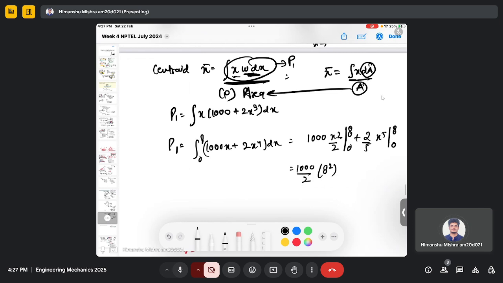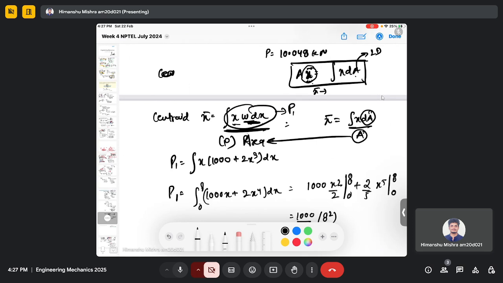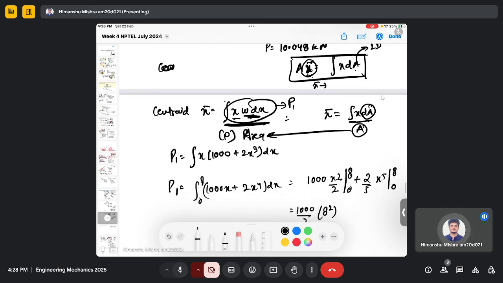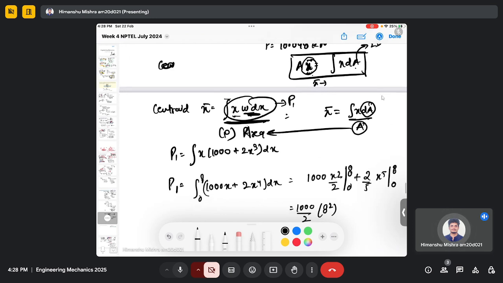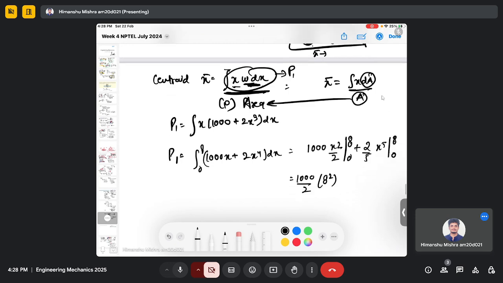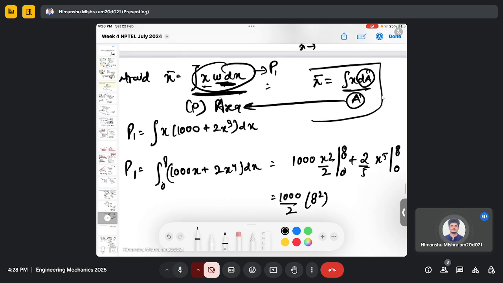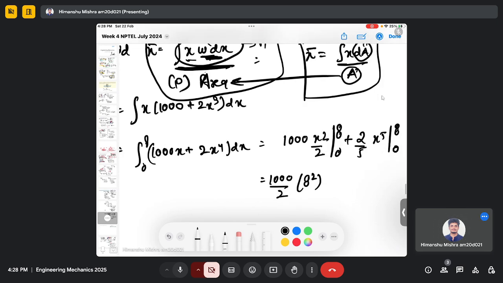Sorry to bother you, one clarification. Right now, x bar is the integration of x w dx, and the area is not there right now? No, it's there. I'm just trying to calculate the numerator part only. Then whatever I get, I will divide by P. Got it. I'm calculating the whole quantity x bar, but first I'm calculating the numerator part.